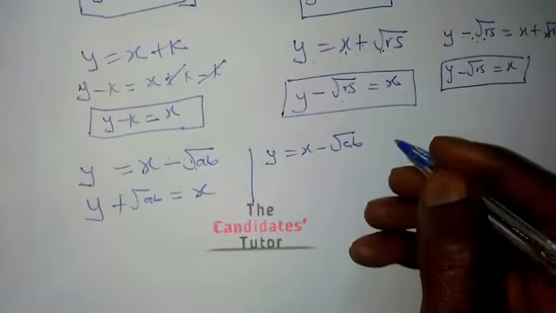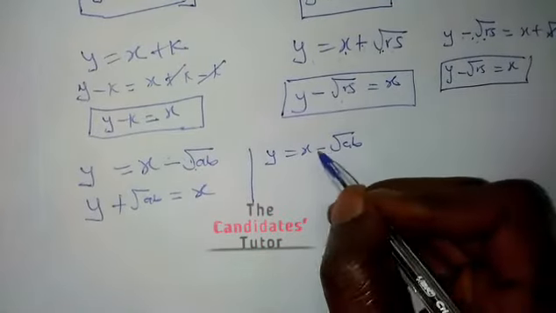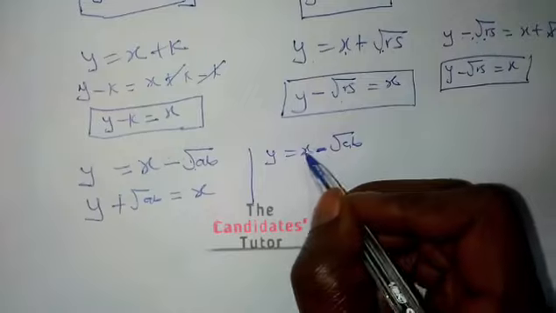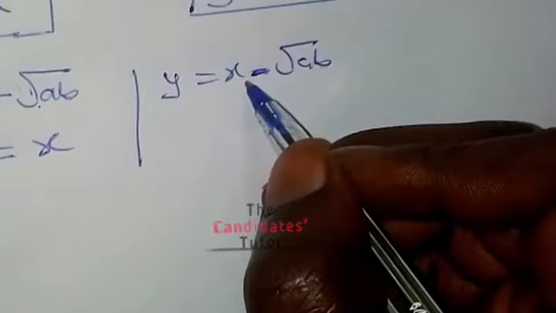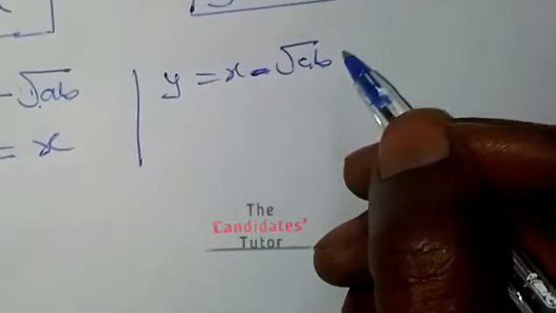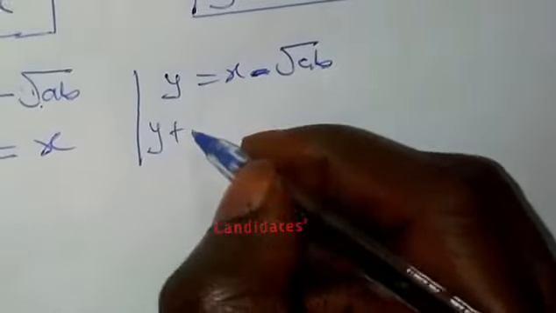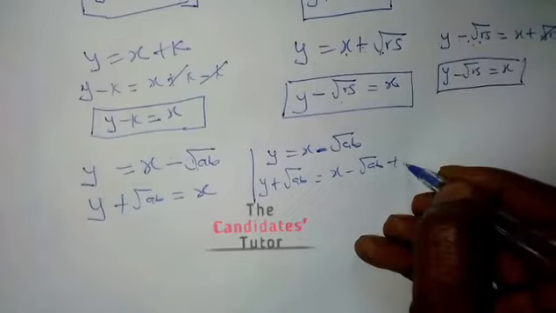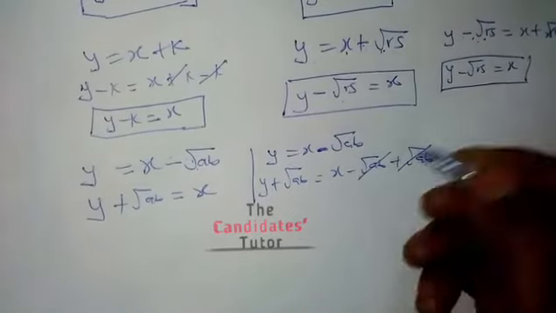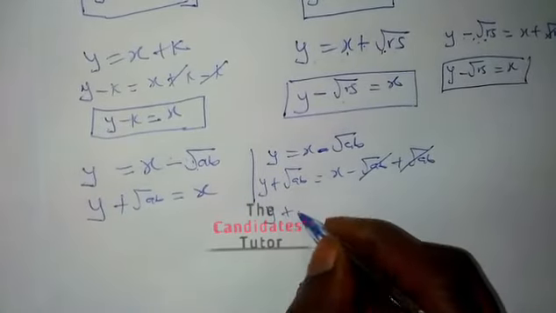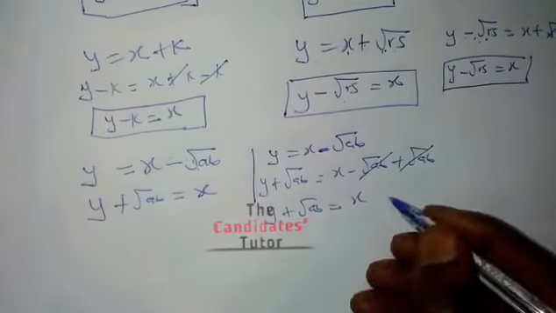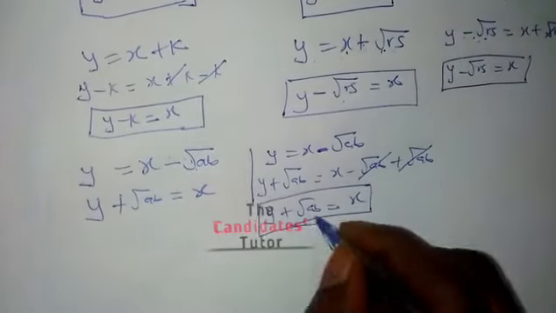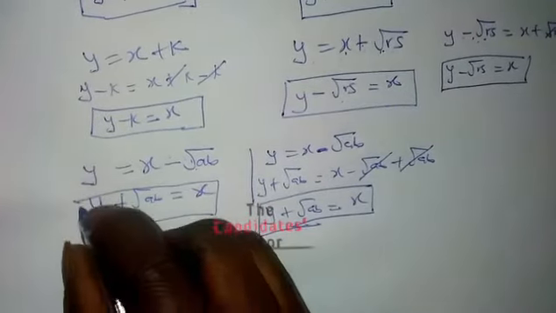Or you can go the right way by saying that y is equal to x minus root of ab. We add root of ab to both sides because they are subtracting with what we want to be the subject. Okay, they are subtracting, so we have to add to both sides. So we have y plus root of ab is equal to x minus root of ab plus root of ab. So this and this will cancel out, and then we are left with y plus root of ab is equal to x, and that will be our final answer, and it's the same as this.